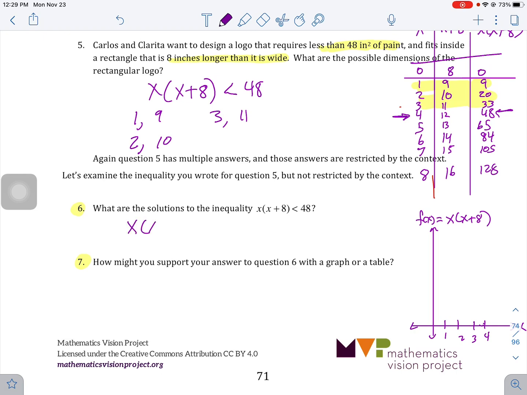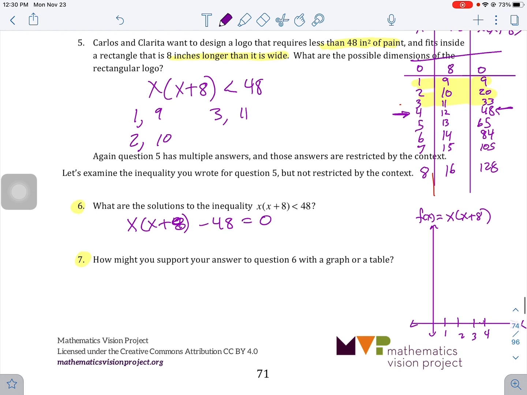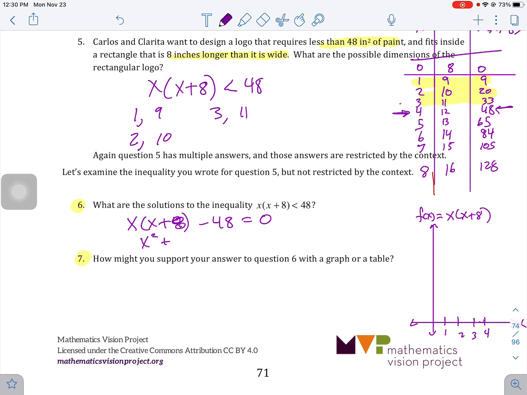We could write this as x times x plus 8, and then subtract 48 and set it equal to 0 and just see where those points are. We think they might be at 4. So we've got x squared plus 8x minus 48 equals 0 as a quadratic to solve. If we solve this, we could do it in factored form.